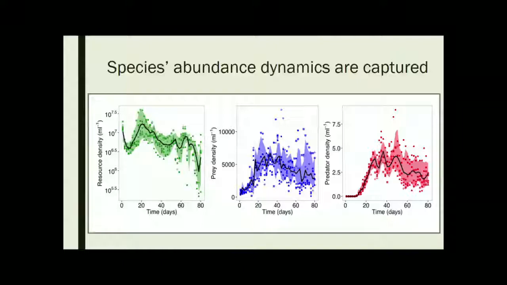The dots are the data, so there are 6 replicate populations. The black line is the predictions of the model, the mean predictions. And the shaded regions are the range of predictions which our model makes. And so you can see that it captures the dynamics well.